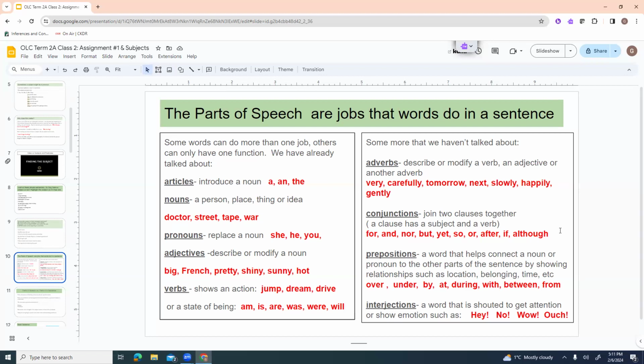And then finally, interjections, which we're not going to talk about a whole lot. They come up a lot more in conversation, but basically it's a word that is shouted to get attention or express extreme emotion. Like if you heard somebody yelling, hey, no, wow, ouch. They're just one word. They stand by themselves. They aren't really a part of a sentence.